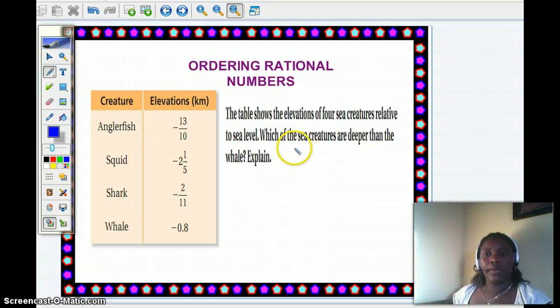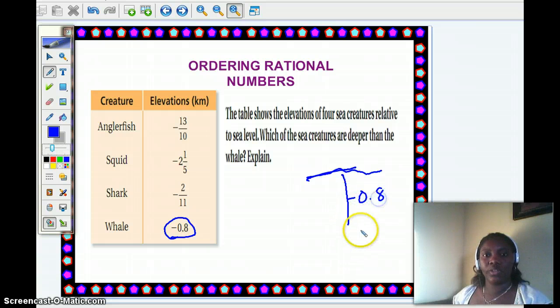Alright, let's go ahead and do one example to find which of the sea creatures are deeper than the well. So the well is at 8 tenths below sea level, and we need to figure out which one of them is deeper. That means further down. So here's the top of the ocean, which is at 0. The well is at negative 0.8. So we need to figure out which one of them is further down, swimming further down.